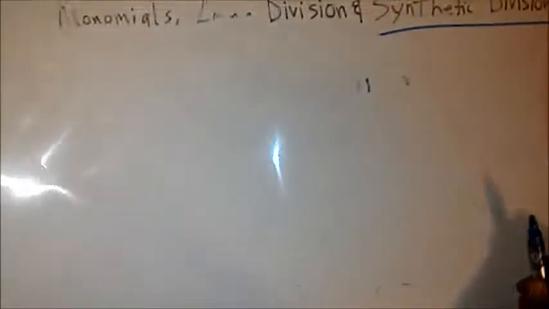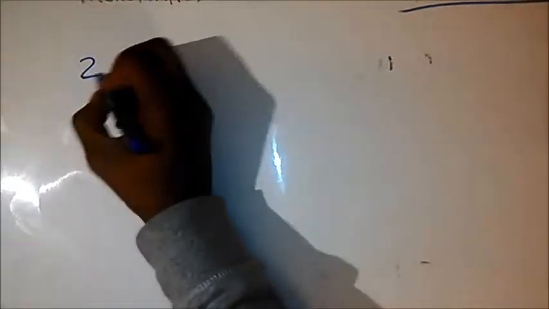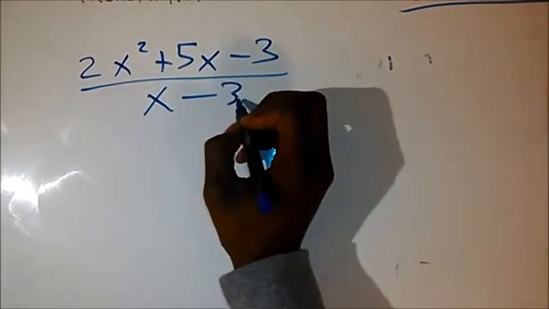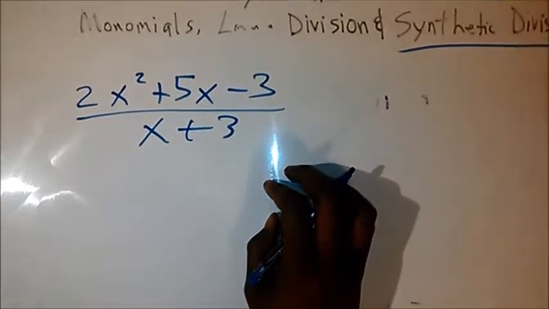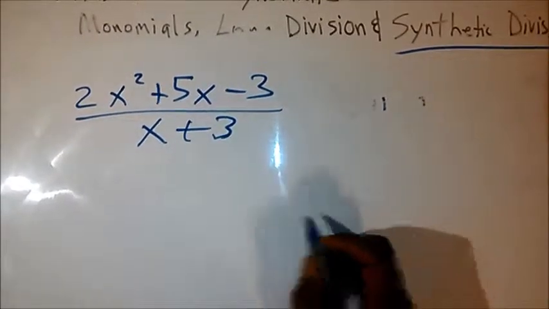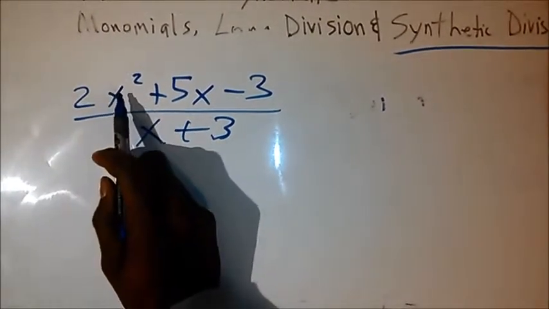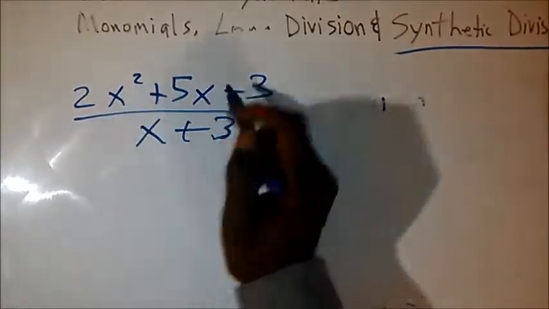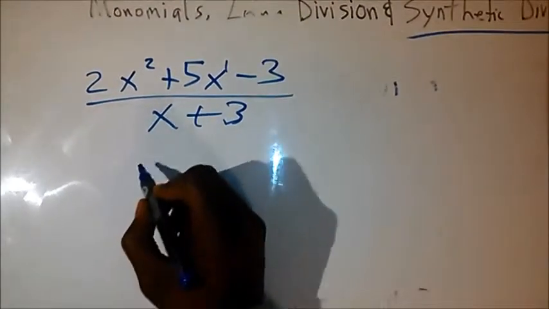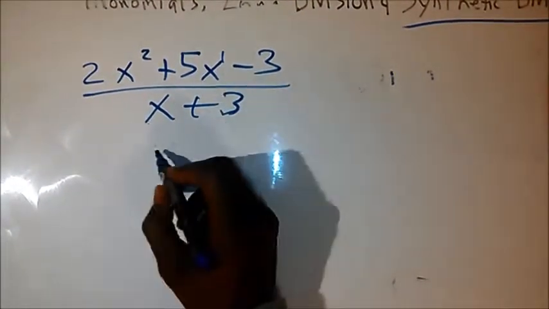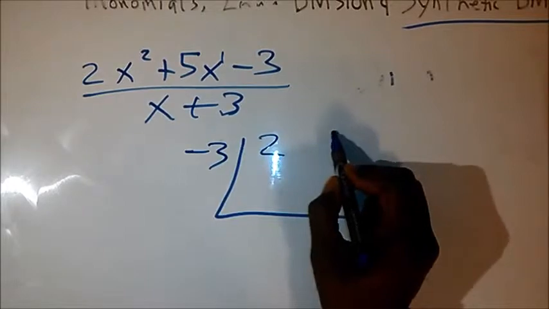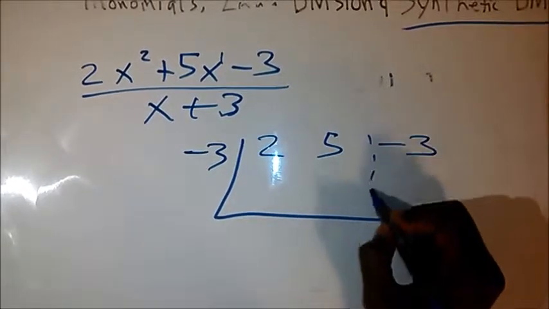How about this one for the remainder theorem? 2x squared plus 5x minus 3 over x plus 3. What's the remainder for this one? If they give you the divisor, all we have to do is apply the remainder theorem. Okay, we make sure everything is in descending order, yes, and we're not missing terms. 2, 1, 0. Great. So we take x plus 3, set it equal to 0. X will be equal to negative 3. Right? 2, 5, negative 3.